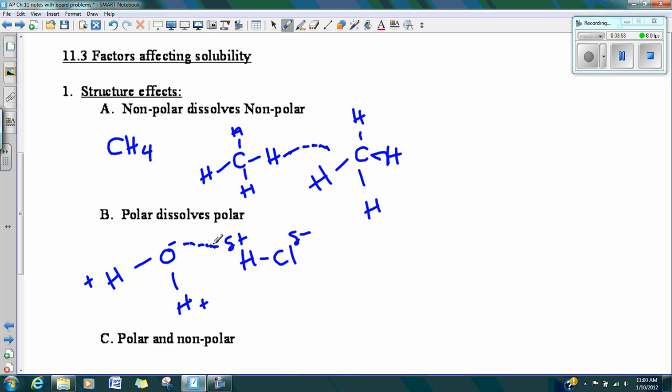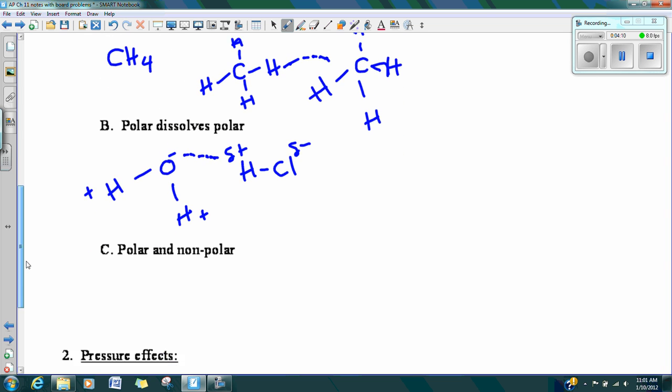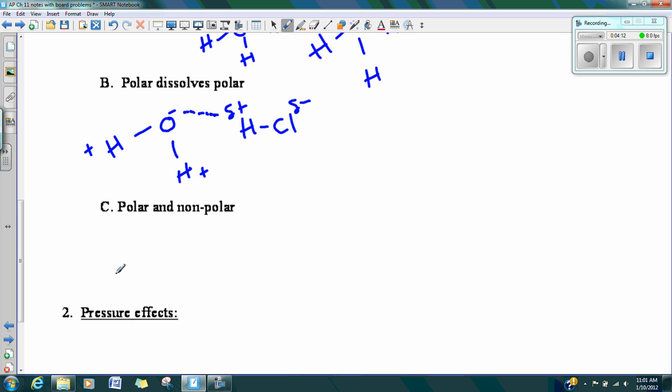And I hope you're thinking to yourself that that is hydrogen bonding, and that should be stronger than what we just talked about here with London dispersion forces. So yes, we have attractive forces here, and that's going to affect some of my solubility. And then we have polar and nonpolar.